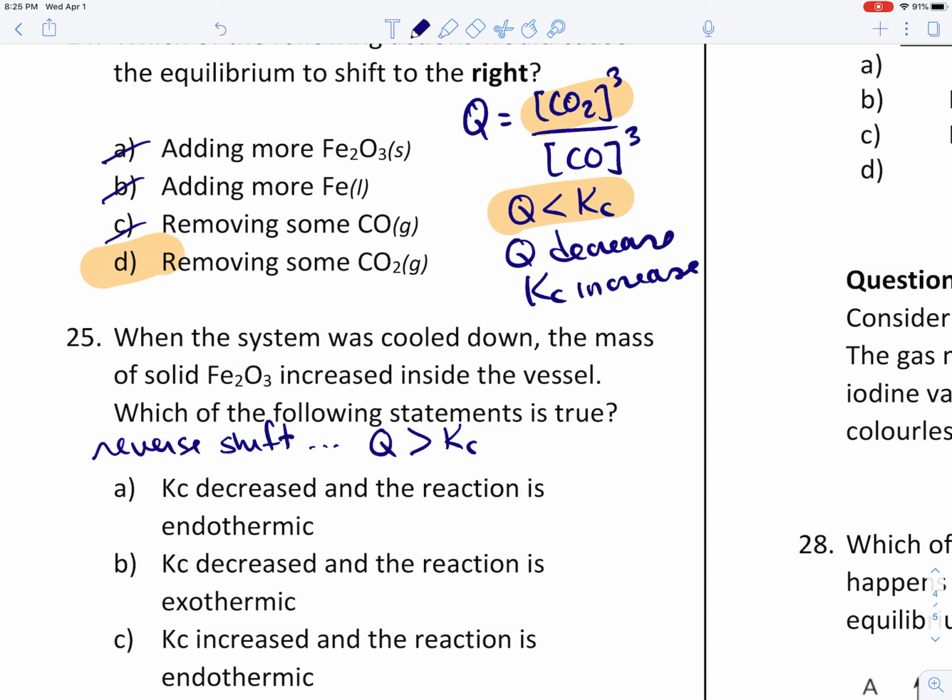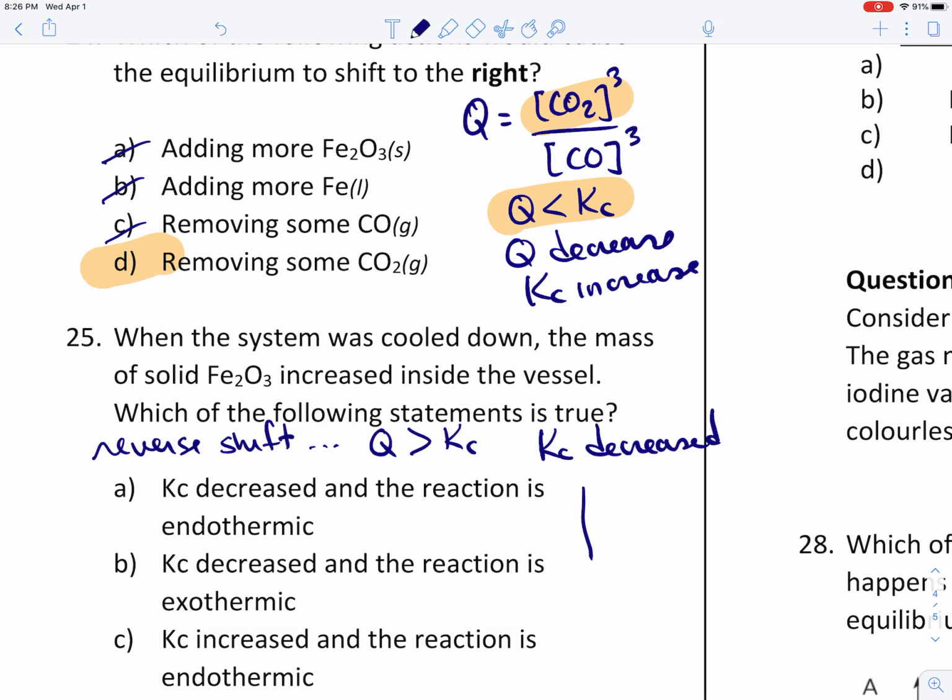Now, we know that we're changing temperature, so that has no effect on Q, but it does have an effect on Kc. So if Q is greater than Kc, Kc must have decreased. At equilibrium, the two of them are equal, so if Q is now greater than K, K must have decreased.